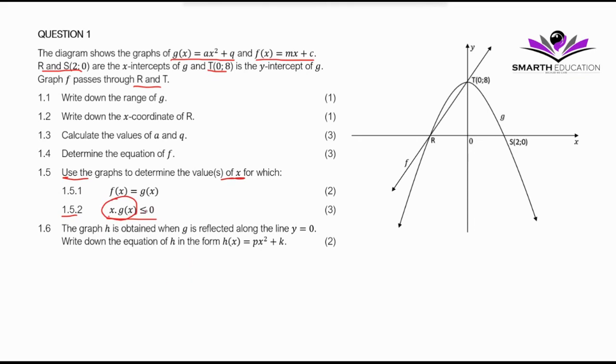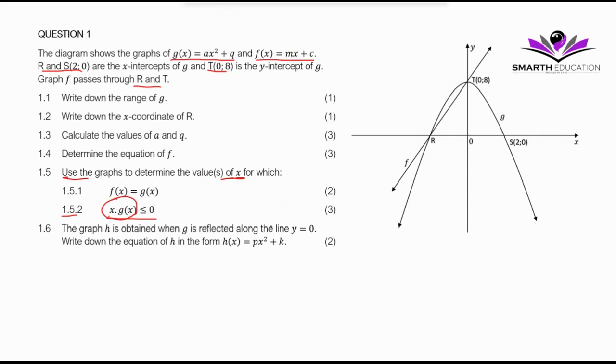We can get a negative value if either x is negative and g of x is positive, or if x is positive and g of x is negative. Remember, positive times negative is equal to negative. But also there's this element of equal to 0. We have to take note of that. So now we want where x is negative and g of x is positive, and then where x is positive and g of x negative.